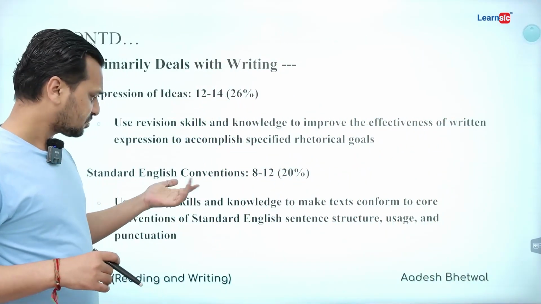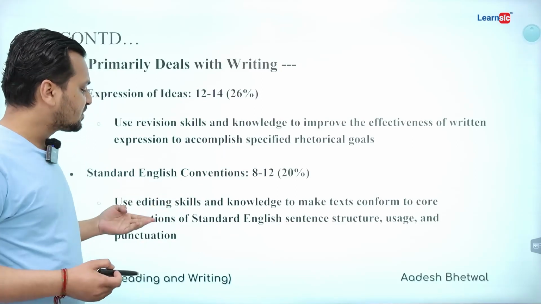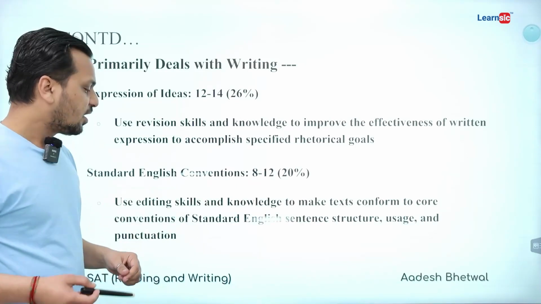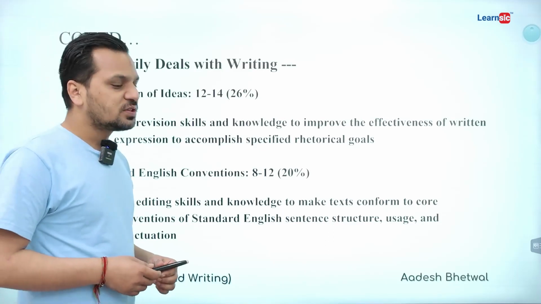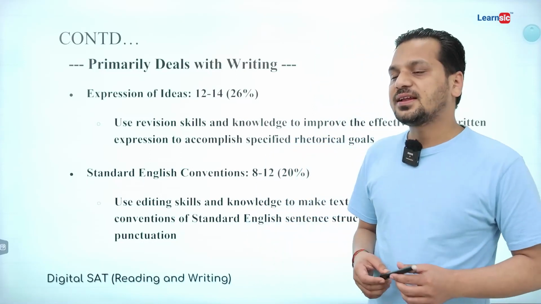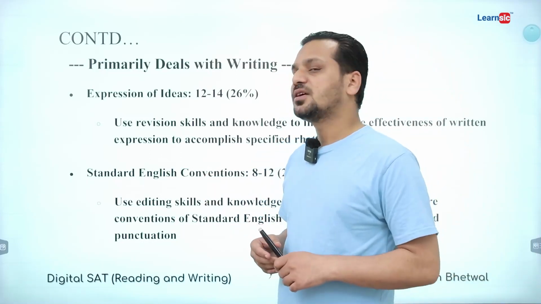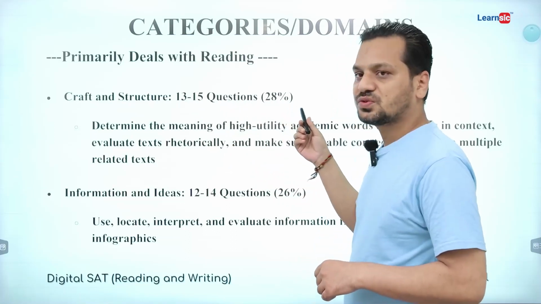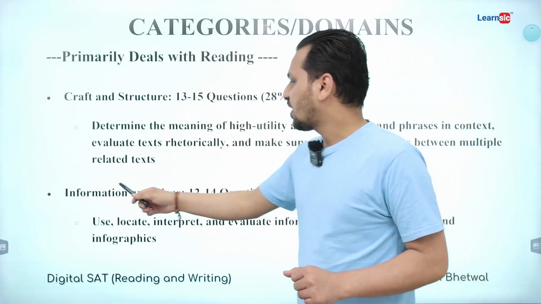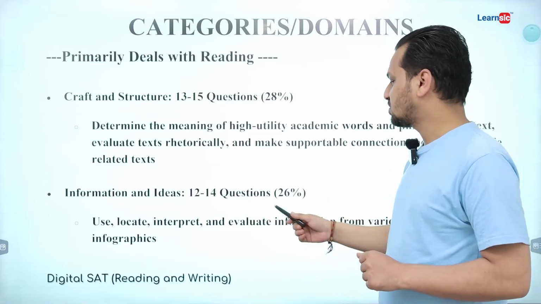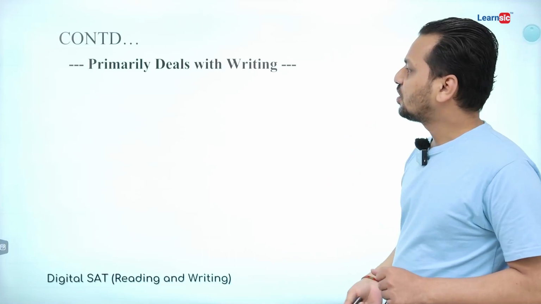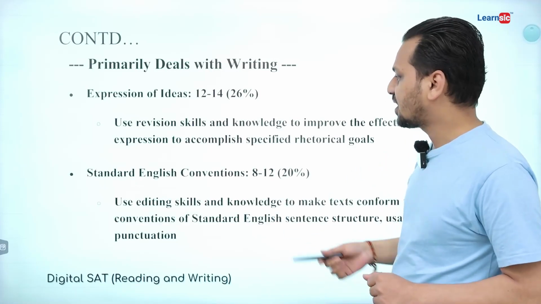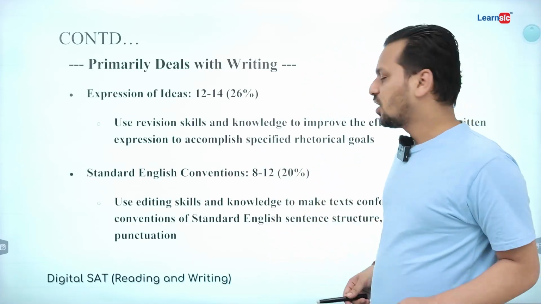In this domain, you have to use editing skills and knowledge to make text conform to core conventions of standard English sentence structure, usage, and punctuation. So these are the 4 domains that we find in the English reading and writing portion of the digital SAT. The first one is craft and structure, 13 to 15 questions, 28%. You can make notes according to your choice. The second one is information and ideas, 12 to 14 questions, which accounts for 26% of the total. The third is expression of ideas, 12 to 14 questions, 26%. And standard English conventions, 8 to 12, the lowest, 20%.